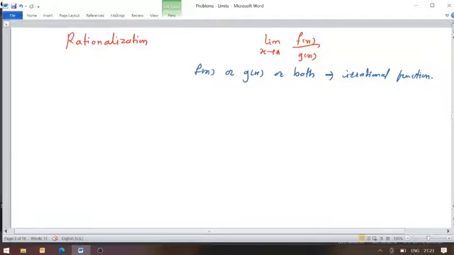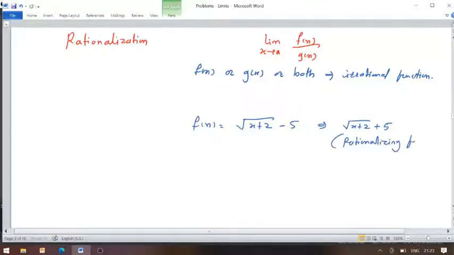So what does it imply exactly, the rationalizing factor? Once we consider f of x of the form root of x plus 2 minus root of 5, then for the rationalizing factor we just change the middle sign of the given term from minus to plus. So this is known as the rationalizing factor of f of x here. So that means once f of x or g of x or both are irrational functions, then that type of limit can be solved by using the method of rationalization.